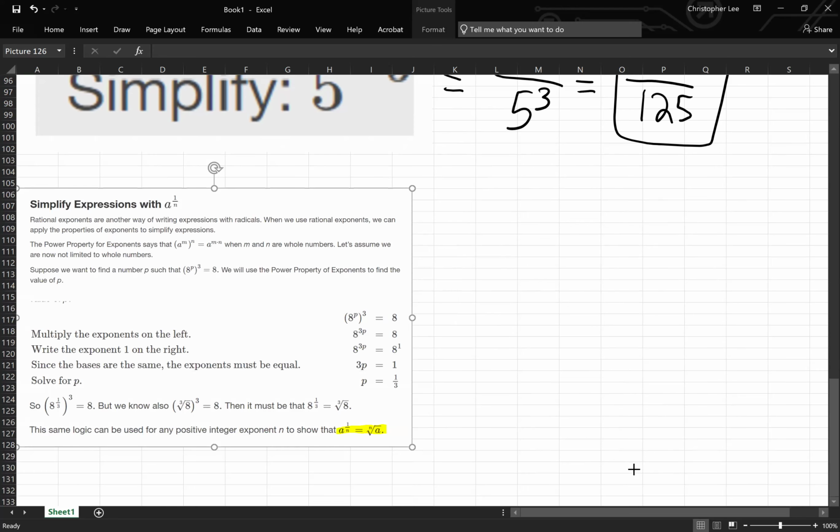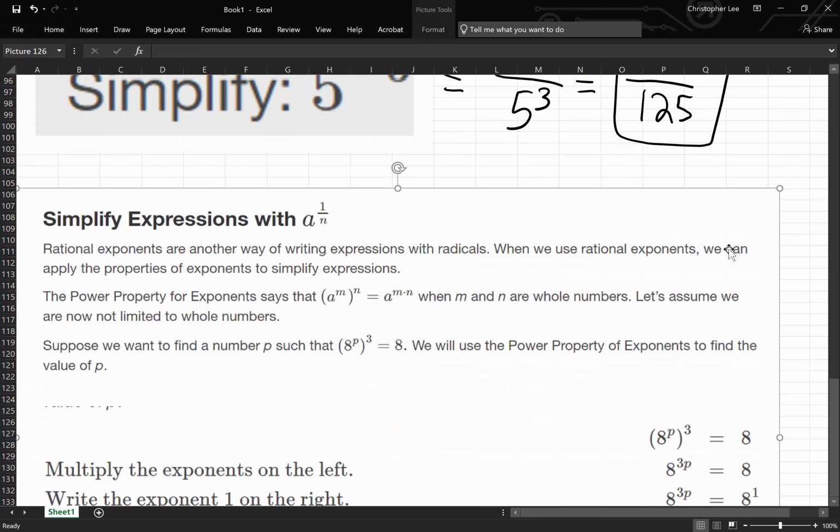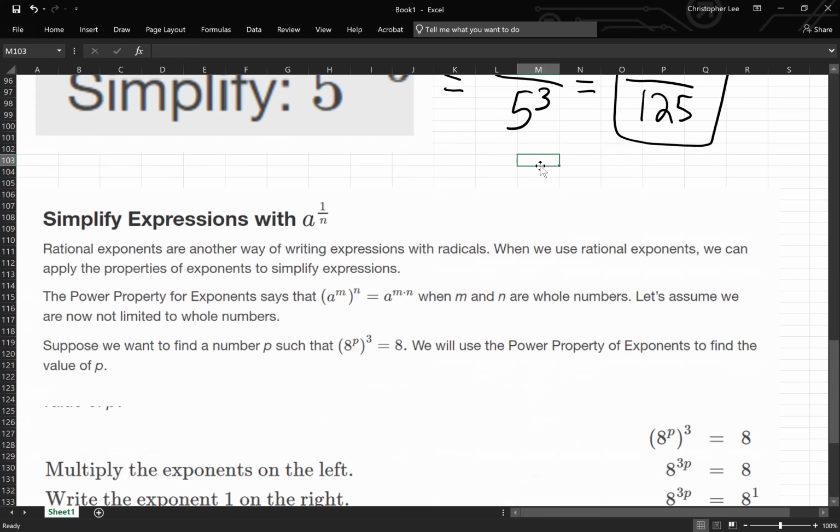This is what we're doing today, right? So we're going to be simplifying expressions with a raised to the 1 over n power, right? So rational exponents are another way of writing expressions with radicals. When we use rational exponents, fraction exponents, right? We can apply the properties of exponents to simplify expressions. So the power property for exponents says that a to the m power raised to the n power becomes a to the m times n power. When you raise a power to a power, you multiply the exponents, right?